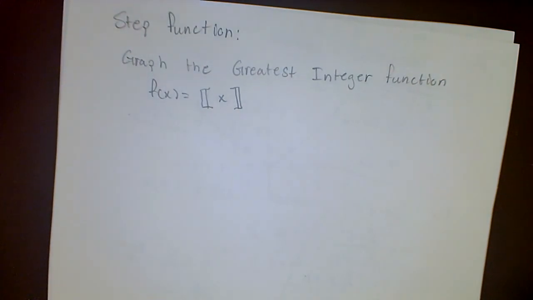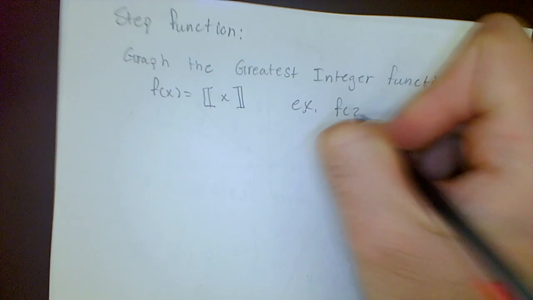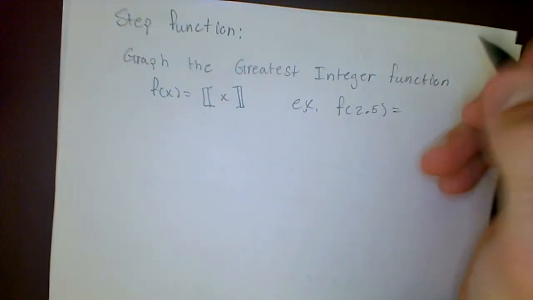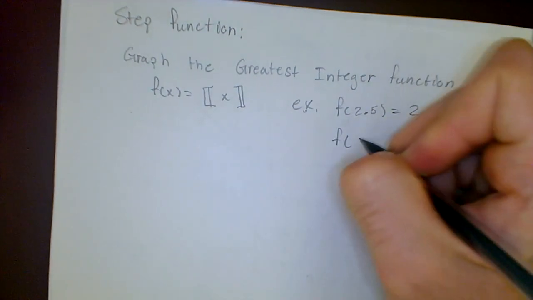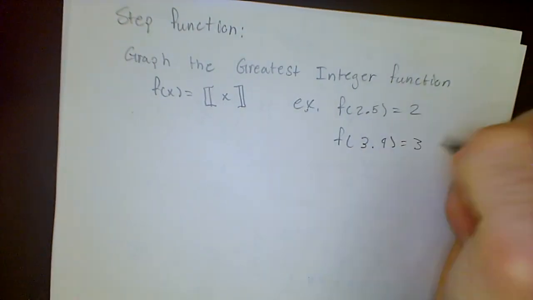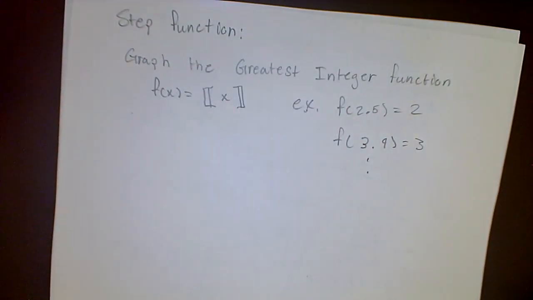That means greatest integer. So for example, if I put in f of 2.5, that's going to go to 2. It's basically just rounding down, no matter what. So if I put in 3.9, this is equal to 3. And so on and so forth. So we need to figure out a way to define this piecewise.